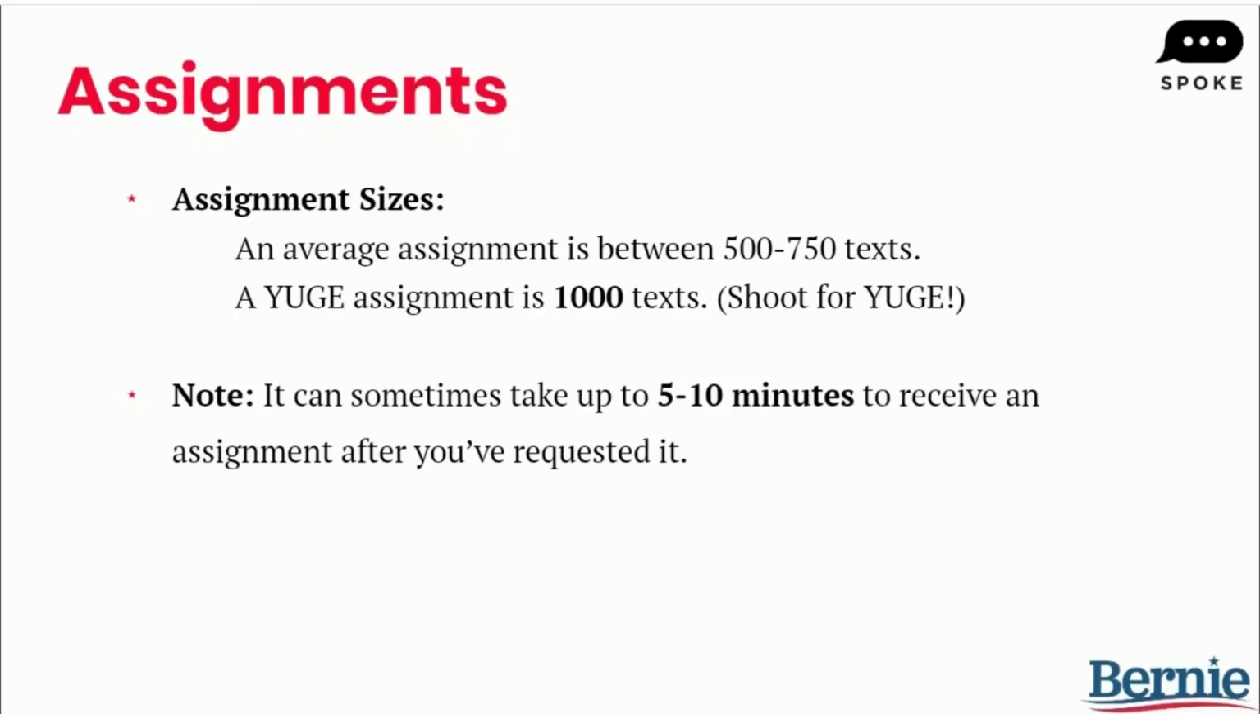Typically, when we're sending out initial texts, the assignment sizes will be rather large. An average texting assignment is around 500 to 750 texts, but a huge assignment is around 1,000 texts. When you get more comfortable, you can usually send around 1,000 initial texts in about 10 minutes. It's important to note that the default assignment size is the maximum assignment for that campaign, but you can absolutely request a smaller size, especially when you're first getting started.